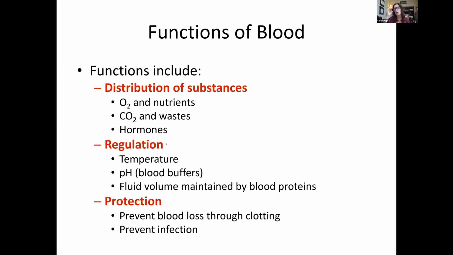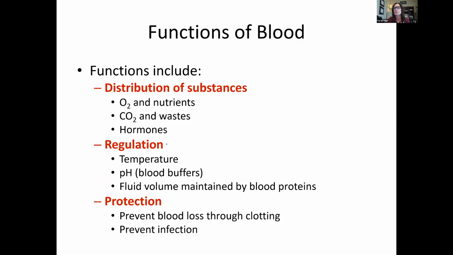Now, I also want to walk you through just a little bit the functions of blood. Blood does a lot of things for us. One, obviously, it's a connective tissue, so it connects things together in your body. So that makes it a great substance for distribution. It distributes oxygen, nutrients, CO2, wastes. It does a wonderful job at moving hormones through your body. So blood is a really essential connective tissue.